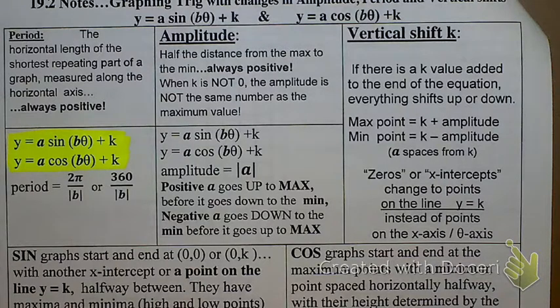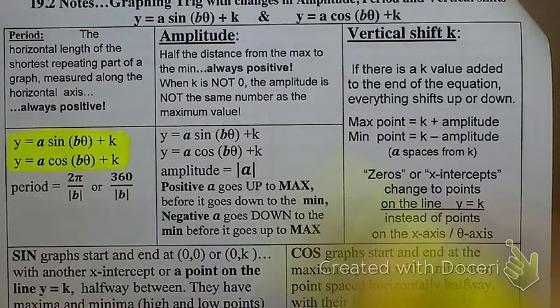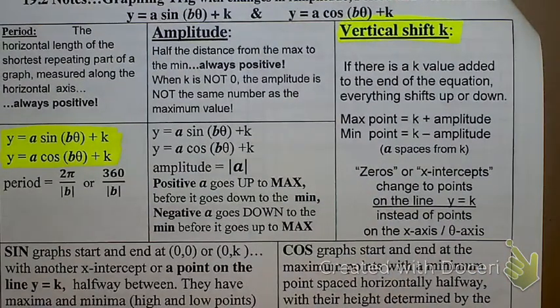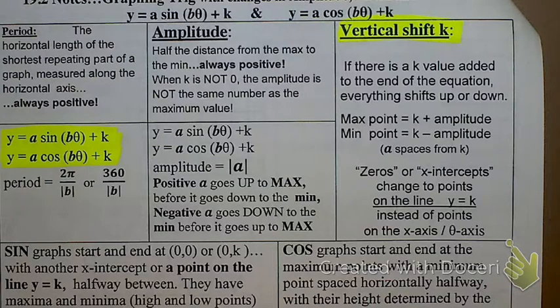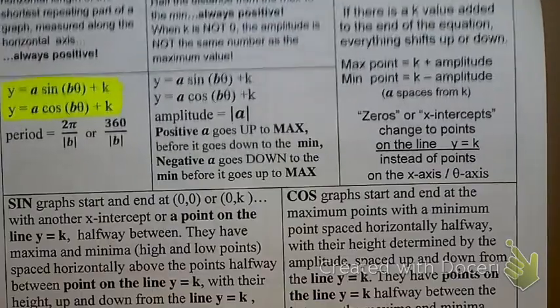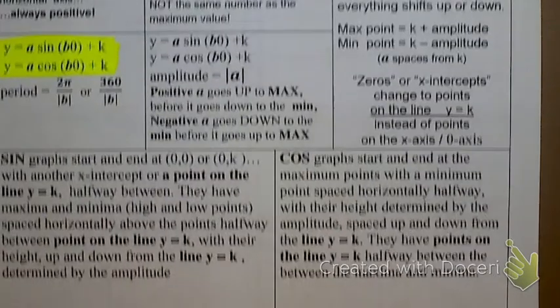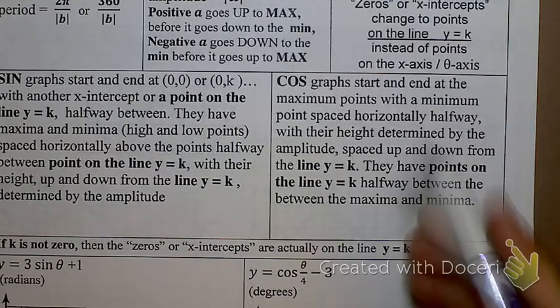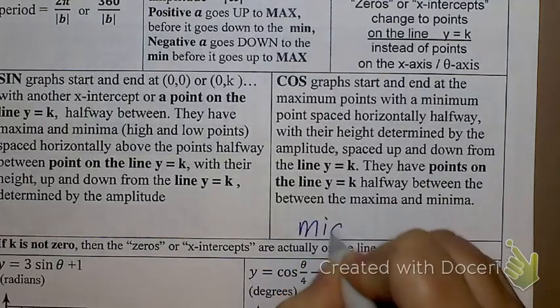H was a horizontal shift. In trigonometry, it's called a phase shift, and it's just a little more complex than we need to go this year. But K is a vertical shift, which means we're going to take our graphs that we did the past couple days and shift them either up or down. So I'm going to need to introduce a new word. The word that we're looking at is called a midline.